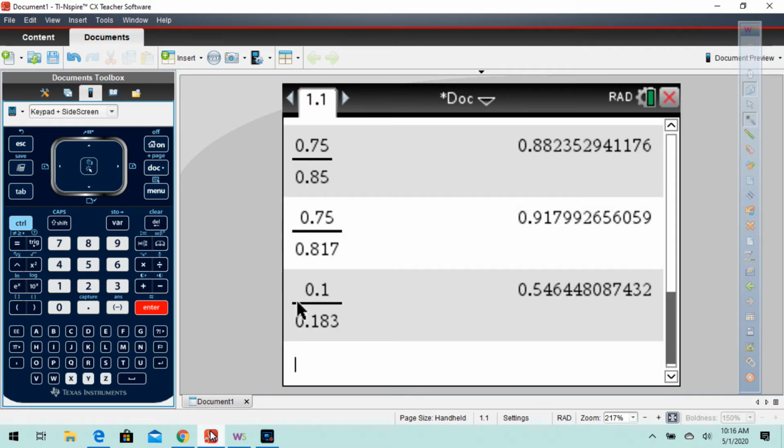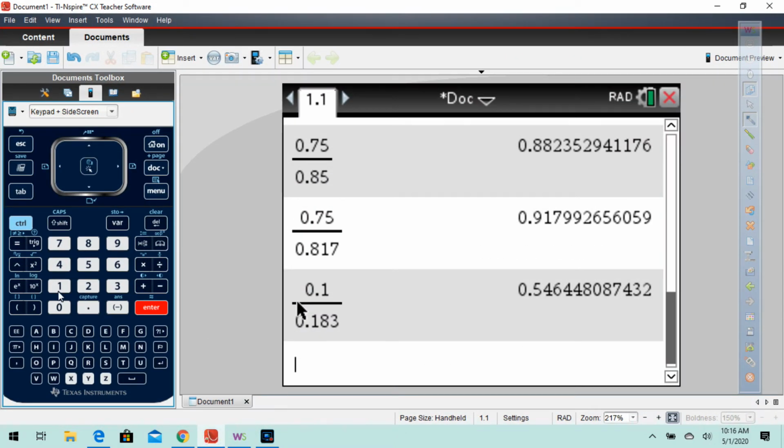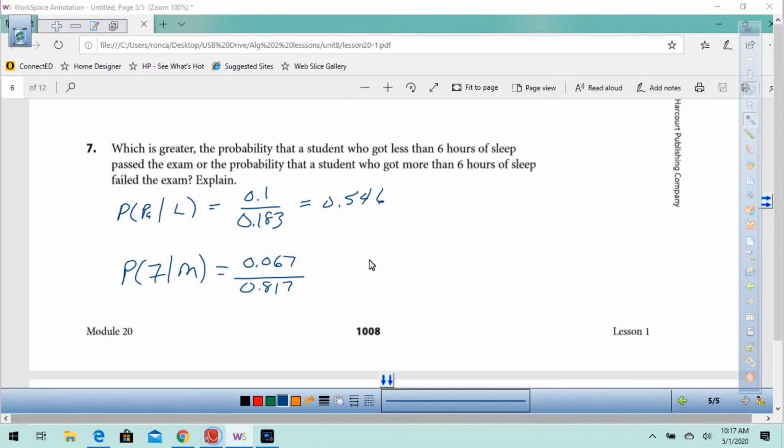That's 0.546. And then we have 0.067 divided by 0.817. And that's 0.082.